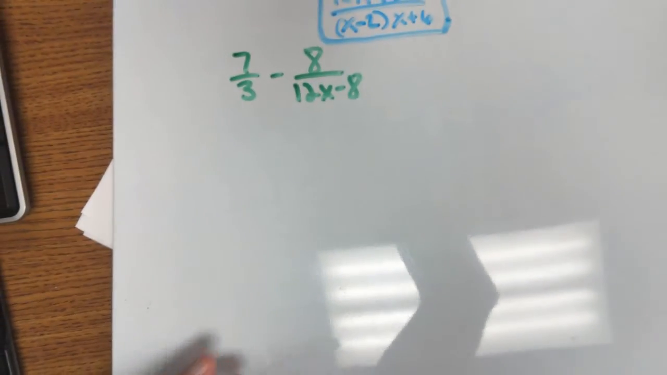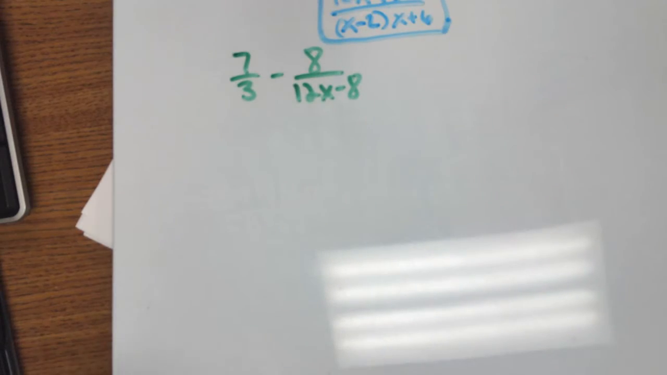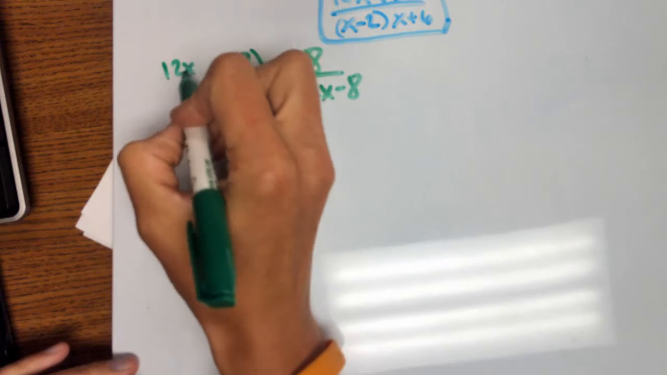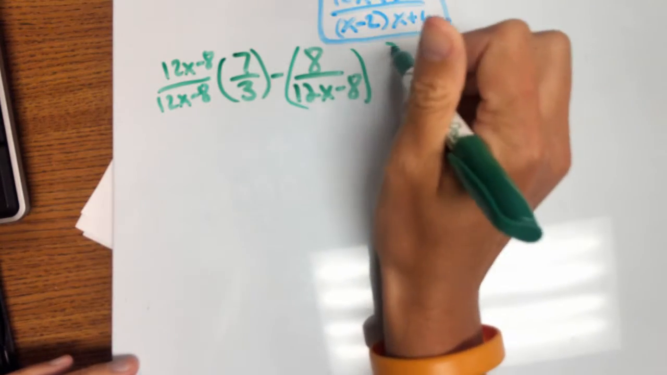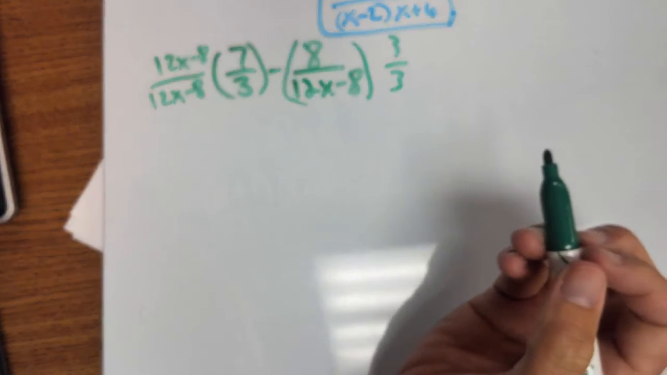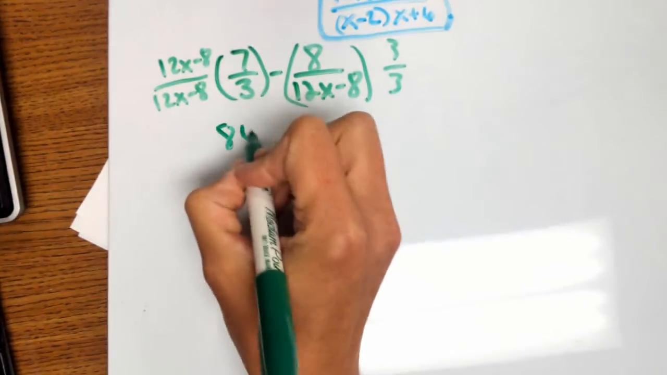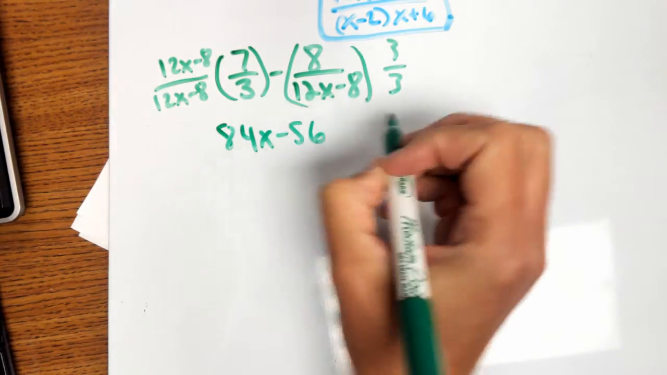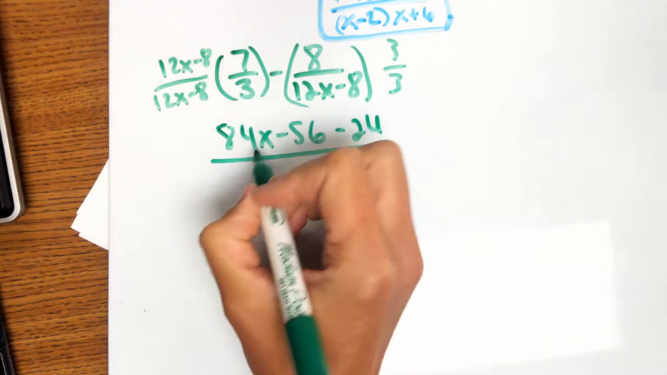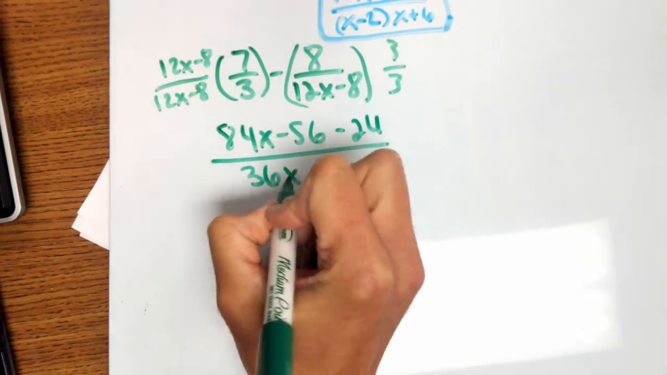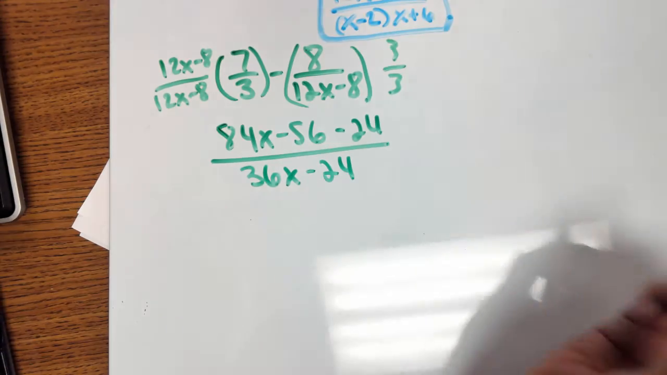Similarly, this one's actually a little bit simpler. So for my common denominator, I'm going to take the first fraction and multiply it by (12x minus 8) over (12x minus 8). And the second one just has to be multiplied by 3 over 3. So when we go through and do that, we're going to end up getting 84x minus 56, and I'm going to go ahead and say minus 24 when I combine my fractions, over 36x minus 24.